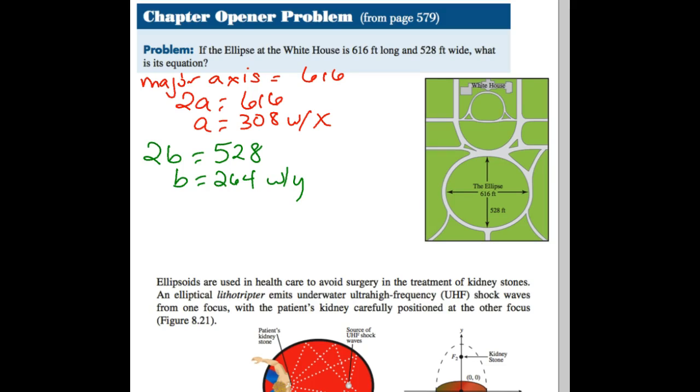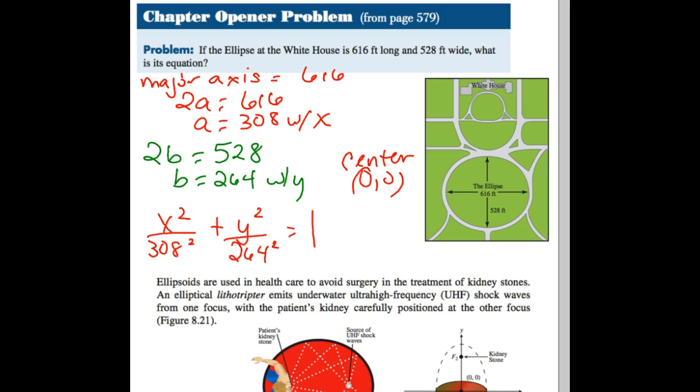Where would the center be? If you have the option of placing that on a coordinate grid, why wouldn't you put it at the origin? You don't need to create a more complicated equation than needed. So we are going to assume our center is placed at 0, 0. So we have a basic equation: x squared over something plus y squared over something equals 1. What's going to go under the x squared piece? 308 squared, right? I'm going to let you just leave it like that. You will need your calculators for the next one, though, so if you've grabbed it, that's great. And then what goes under the y squared? 264 squared.